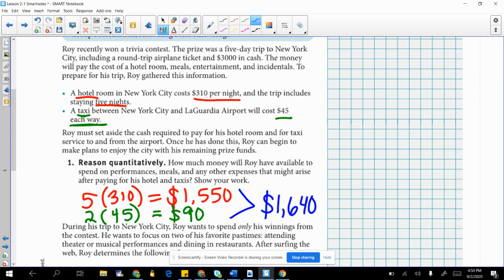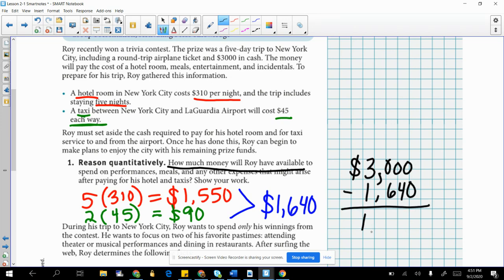Now, here's the thing. It's asking here, how much money will Roy have available? So it's not asking how much he's going to spend, it's asking how much he's going to have available. So we need to take that original prize that he won, $3,000, and subtract the $1,640 for a final answer of $1,360 is what he will have in spending money.